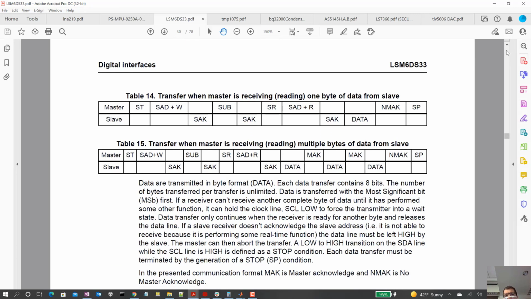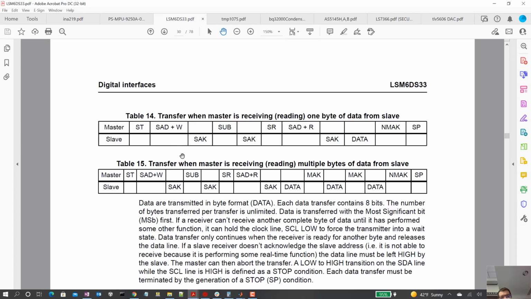So here is our protocol for writing here. Is that right? Now, let's see here. No, sorry. When master is reading 1 byte from the slave. And then, okay, this is when master is receiving multiple bytes. All right, so what do we have here? We've got start condition, right? So the master issues the start condition. This is a nice way to do it without seeing all those clock pulses.